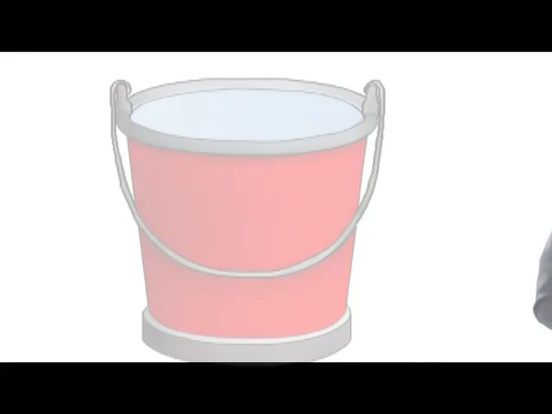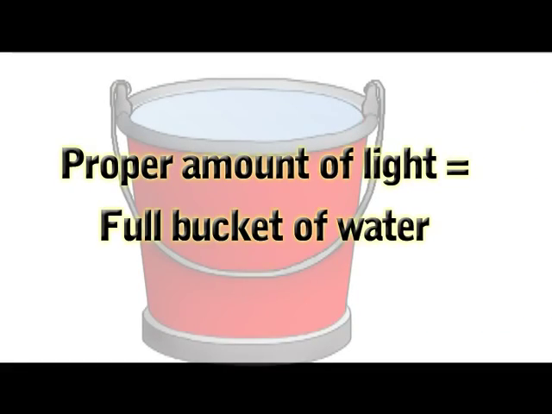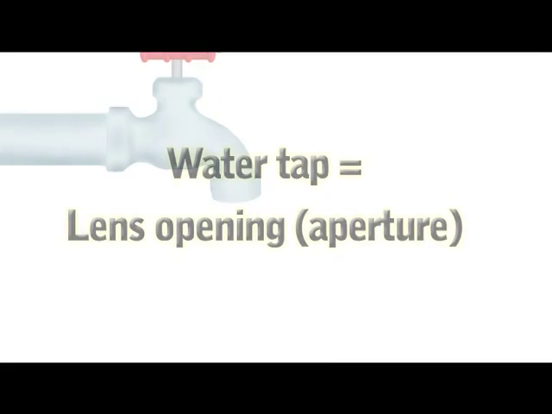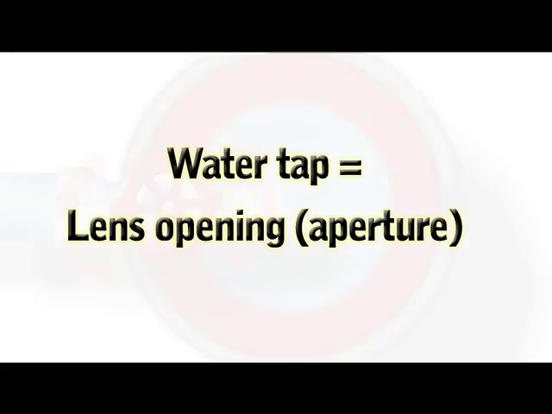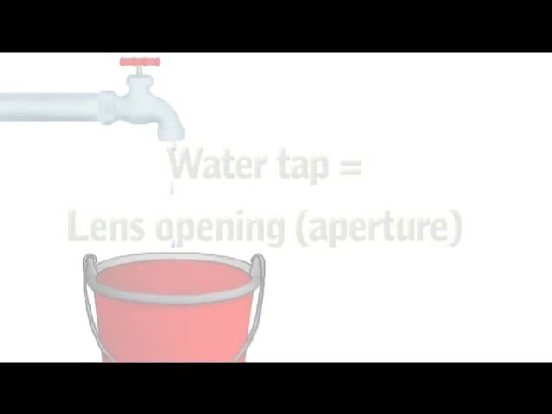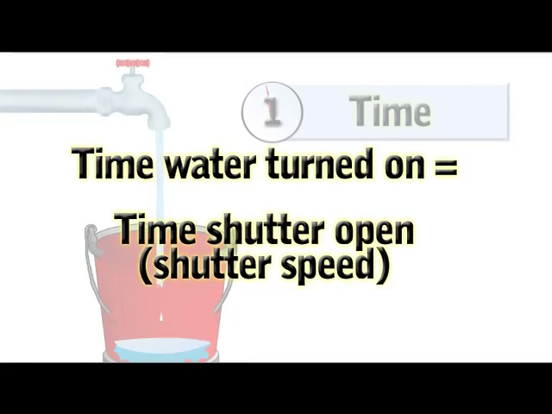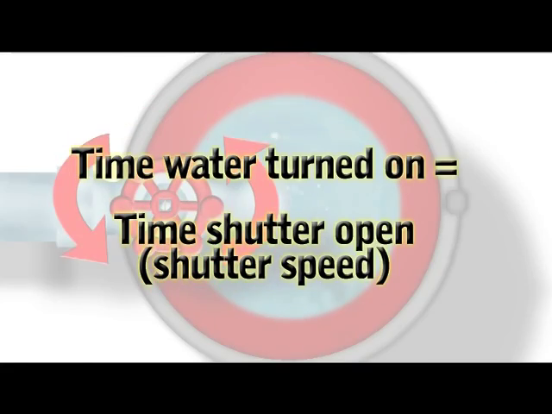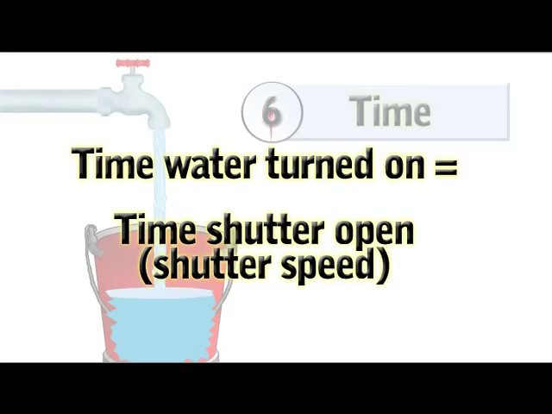One way to better understand the relationship of aperture and shutter speed on exposure is with an analogy. Consider the proper amount of light or exposure to be like a full bucket of water. Then consider a water tap from which you will fill the bucket to be the aperture or opening on your lens. Finally, consider your camera's shutter speed to be like the amount of time you will leave the water tap turned on. The more the tap is opened, the more water will come through the hose into the bucket, and hence the shorter amount of time you will need the tap to be open.